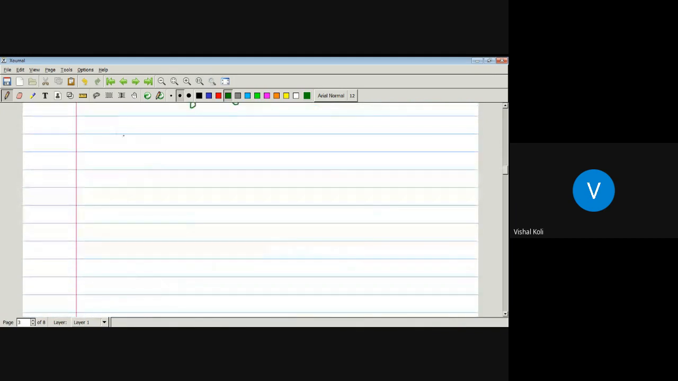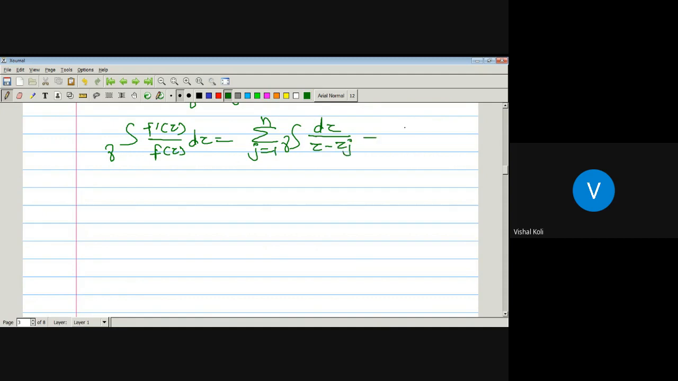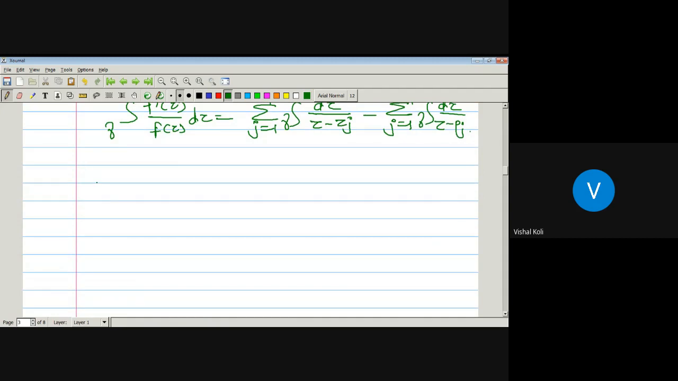Then we get, first we will write, integration over the curve gamma of f dash of z divided by f of z dz, which is equal to summation j running from 1 to n integration over the curve gamma dz upon z minus zj, minus summation j running from 1 to m integration over the curve gamma dz upon z minus pj.